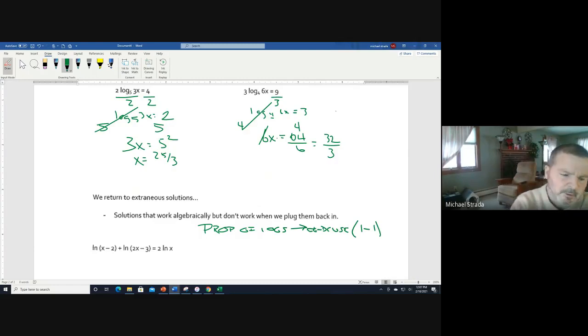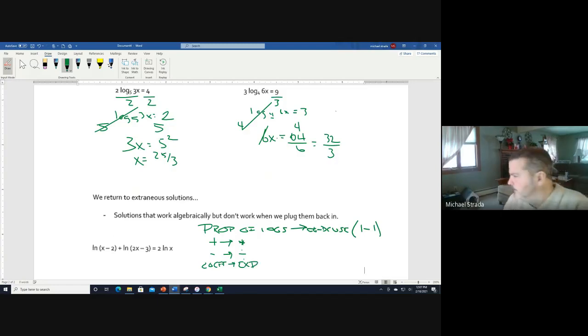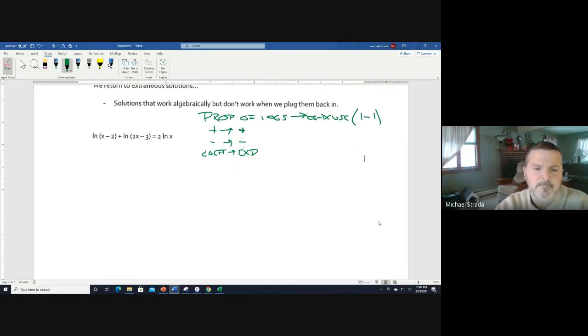All right, so you have to remember plus gets replaced with multiplication when we condense. Subtraction gets replaced with a division. And a coefficient gets replaced with an exponent. So I'm looking at this problem and I see two things. I have an addition and I have a coefficient. So that's going to become multiplication. So this becomes the natural log of x minus 2 times 2x minus 3.